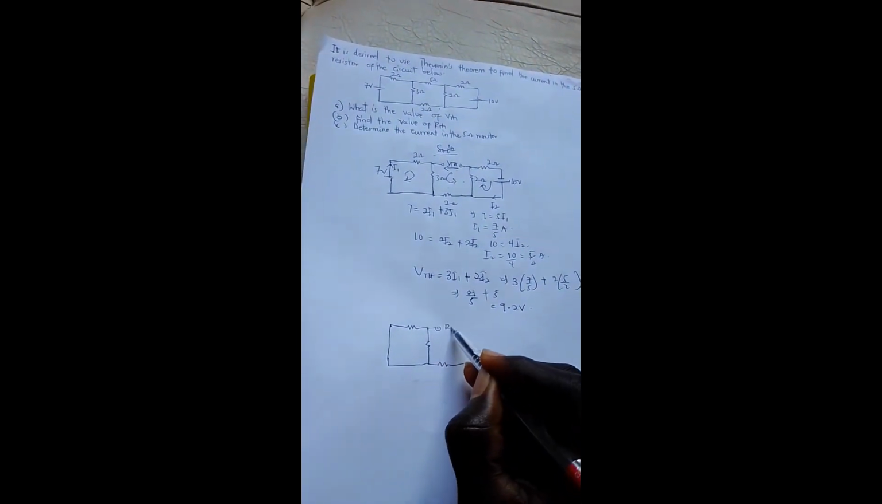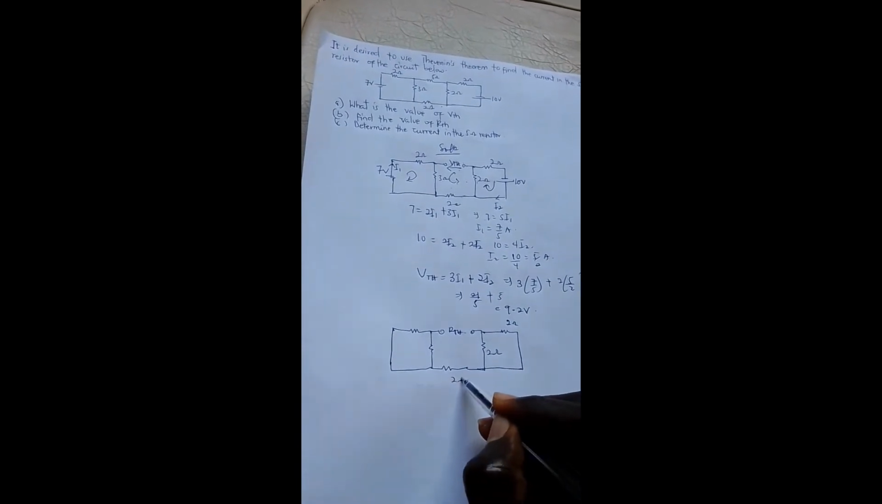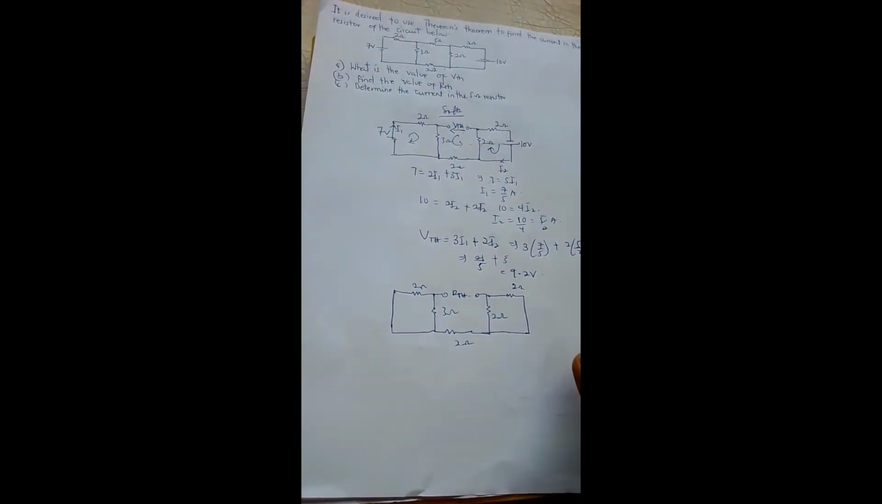then my open RTH here, I'll get another short circuit here like this. Here is 2 ohms, 2 ohms, 2 ohms, 3 ohms, then 2 ohms. So this is how you do it. So your RTH is the resistance across this. So you are going to find the effective resistance of this network.